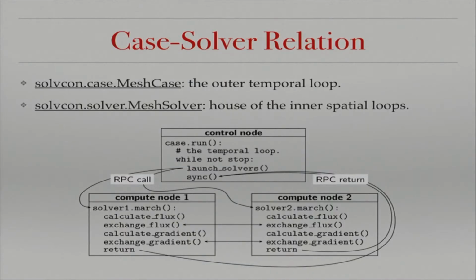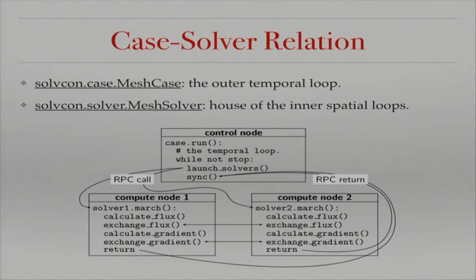And let's see this diagram. We have a case. In the system it's called the mesh case, because it's an abstraction of a spatial loop that is utilized for unstructured mesh. So that's the name. It's outside and it will do the temporal loop. And inside the case, we have the mesh solver, which is responsible for spatial loops.